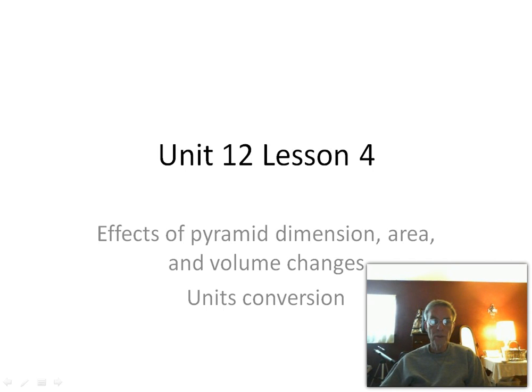Okay, this is Unit 12, Lesson 4. This is talking about the effects of pyramid dimension, area, and volume changes. Also included in this is some more work on units conversion.